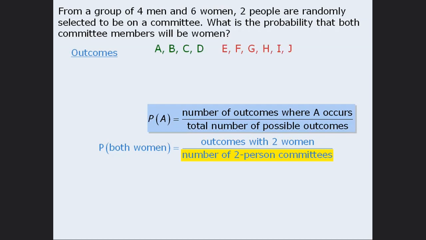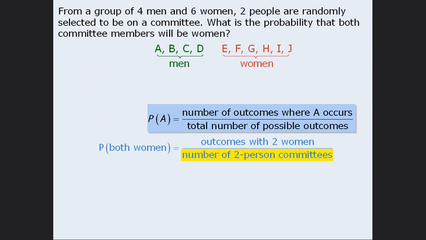So let's let the letters A to J represent the 10 people, where the letters A to D represent the 4 men, and the letters E to J the 6 women. Now let's list possible outcomes. As soon as we begin listing some outcomes, we should see that there might be too many to list, so we should probably abandon this approach.